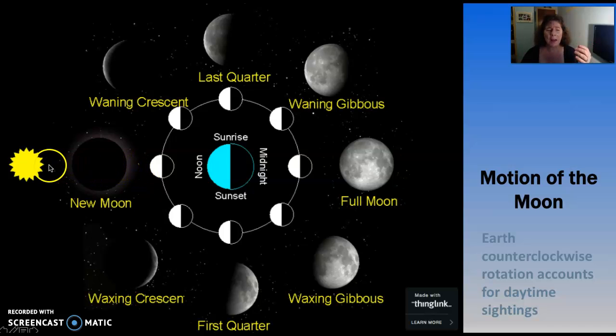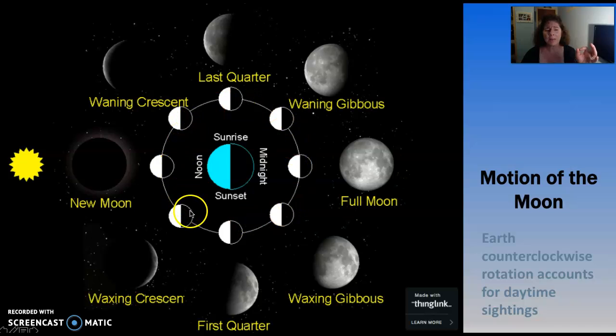In this position right here, the sunlight is on the side of the moon that we cannot see from Earth. You might be a person who's standing right here. You can't see the moon. That is the new moon. All right, that is the new moon. And the moon will revolve around the earth in a counterclockwise motion.